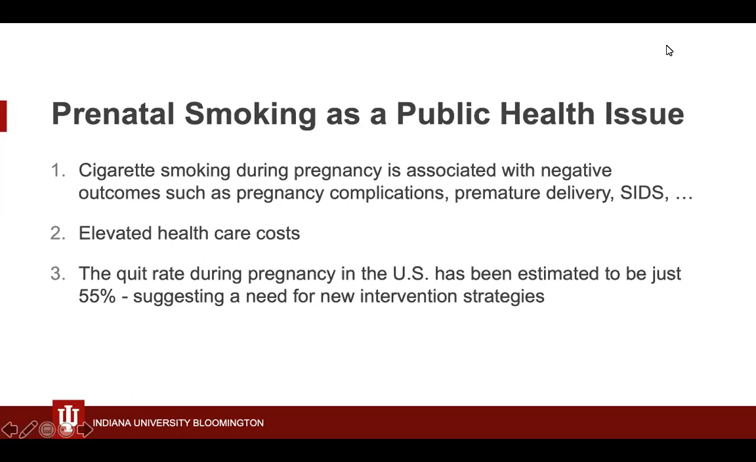In addition, cigarette smoking and pregnancy can also lead to elevated healthcare costs. And a problem that we're seeing is that the quit rate during pregnancy in the US has only been estimated to be about 55%. So there is a need here for us to try and implement some innovative interventions and different kinds of strategies to help address that and get that quit rate up higher.